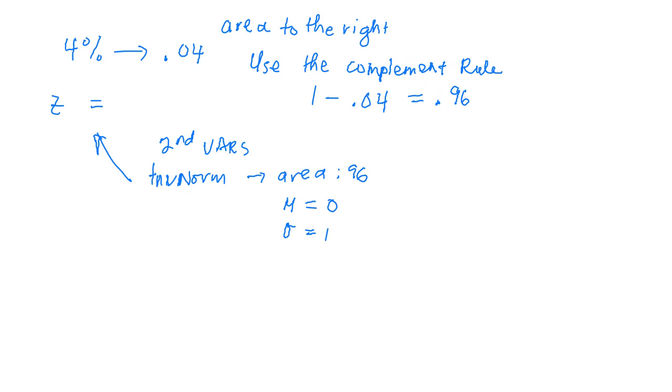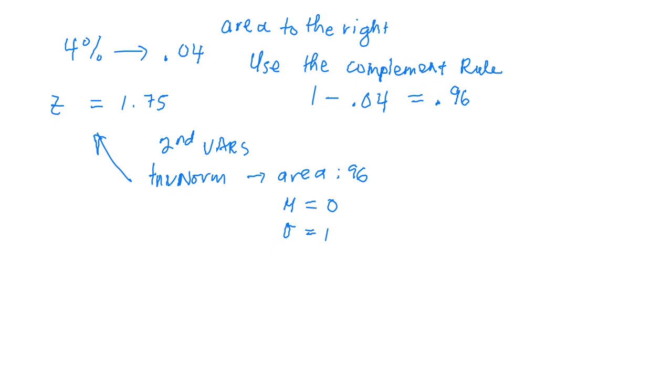Your z-score is going to be 1.75. The tail should be on the left. Yes, all right, that's going to be the z-score.